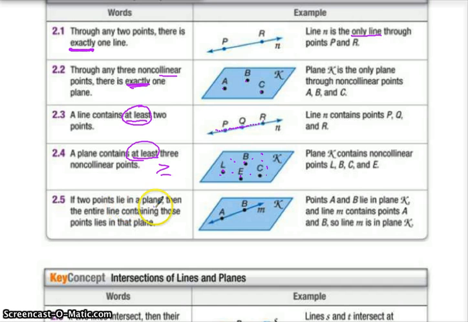2.5, if 2 points lie in a plane, then the entire line containing those points lies in the plane. So if 2 points lie in a plane, then the entire line containing those points lies in that plane. Your line can't bend and be in a different plane here. That line can only exist in one plane.